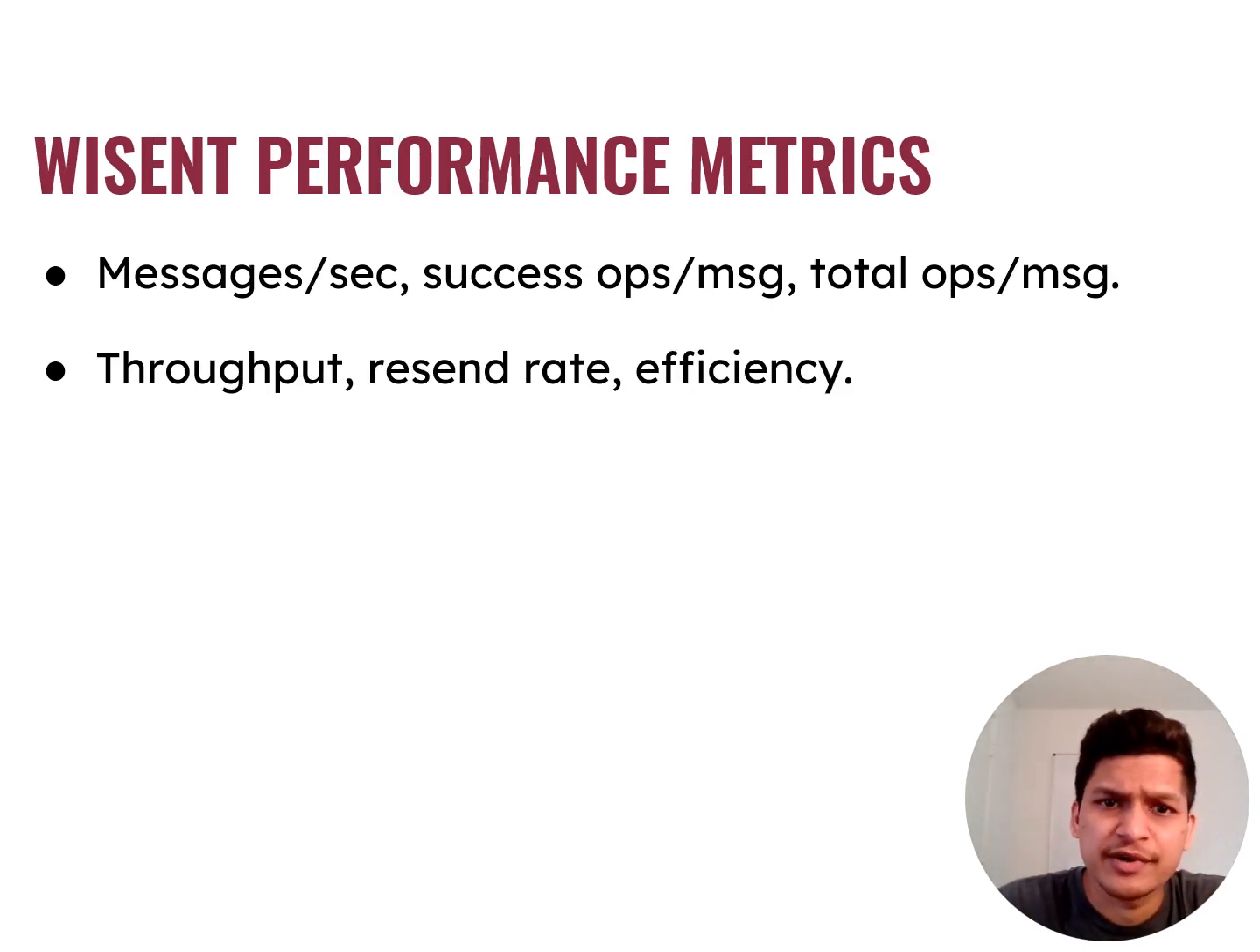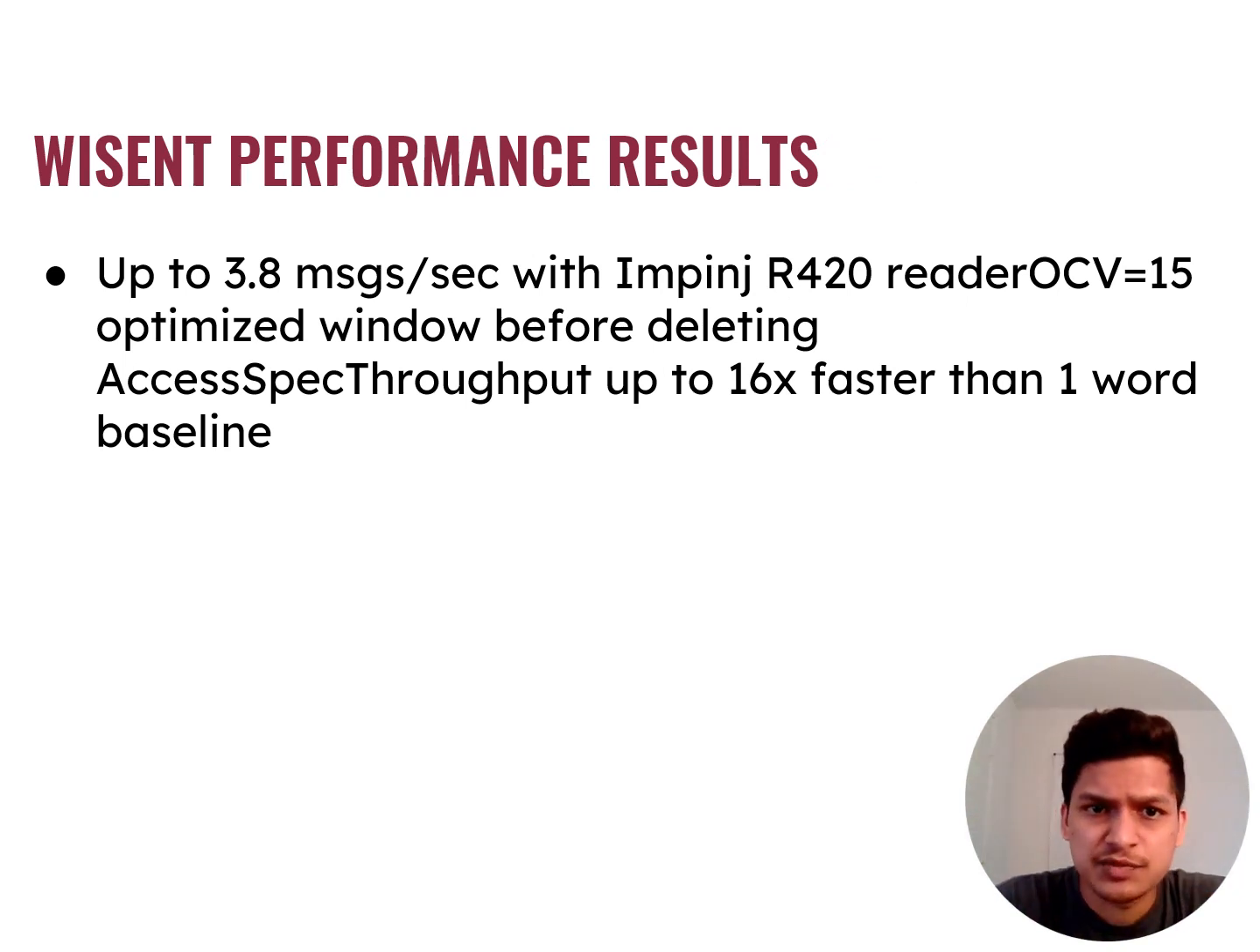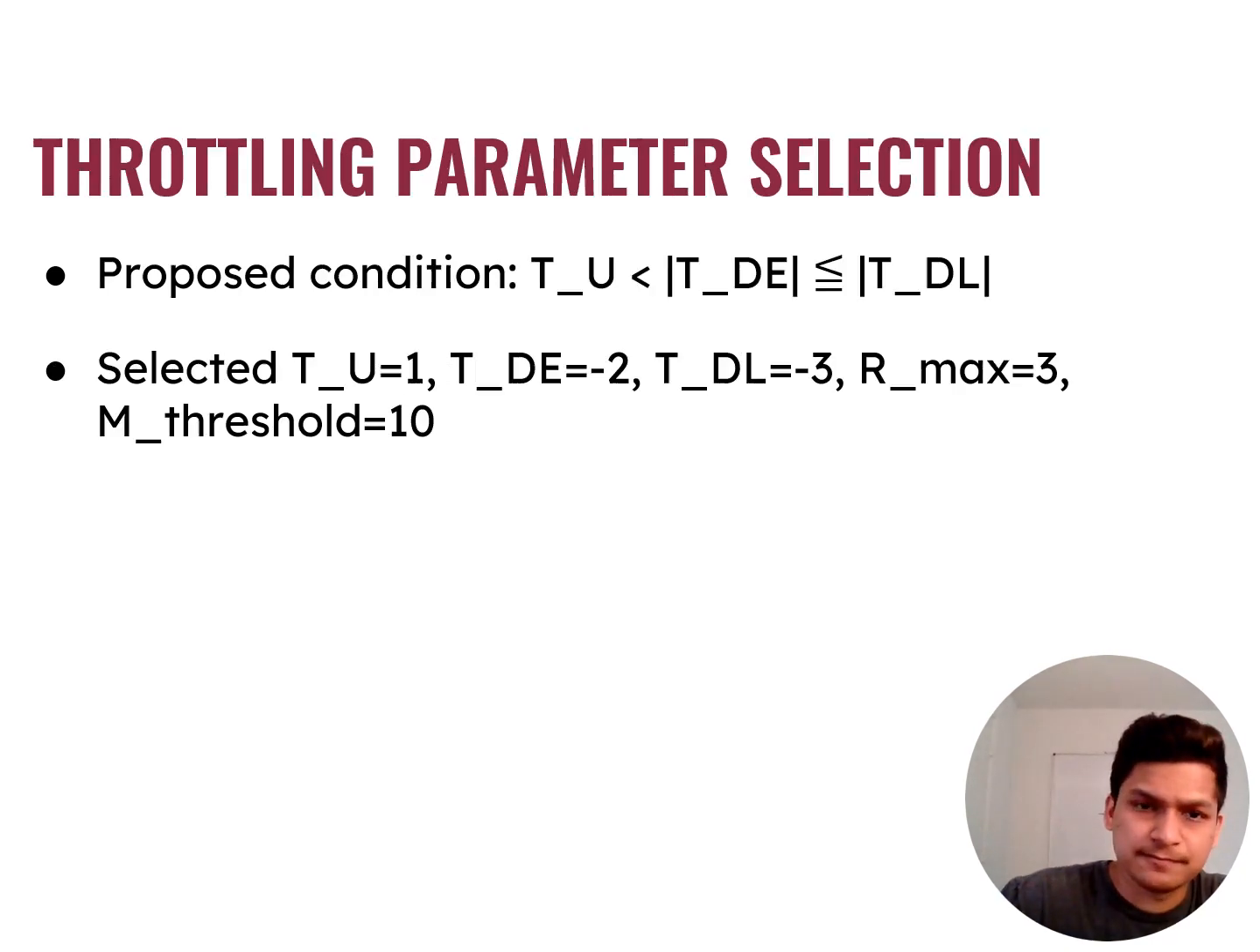Now, several performance metrics were defined to evaluate Wisent, including messages per second, successful operations per message, total operations per message, throughput, resend rate, and efficiency. In their experiments, the authors observed up to 3.8 messages per second using the Impinj R420 reader. They found that setting the operation count value or OCV to 15 optimized the window before deleting the access spec. Overall, Wisent achieved throughput up to 16 times faster than the one word baseline.